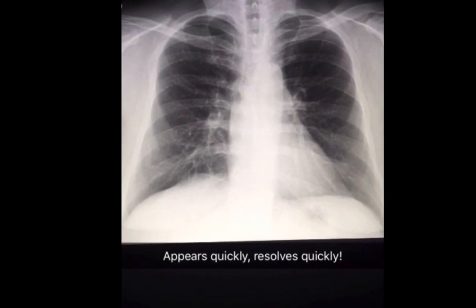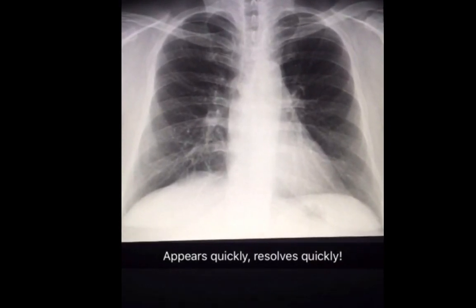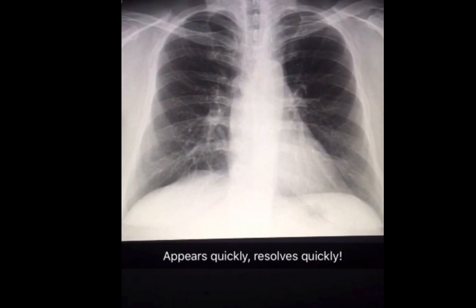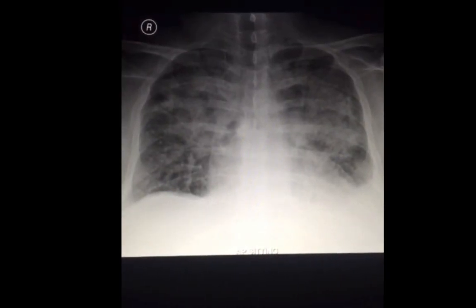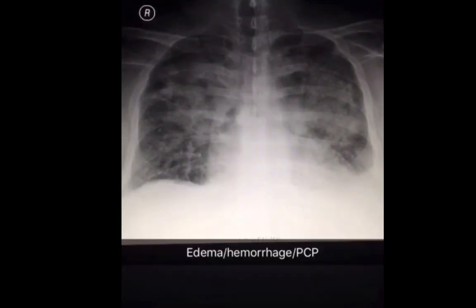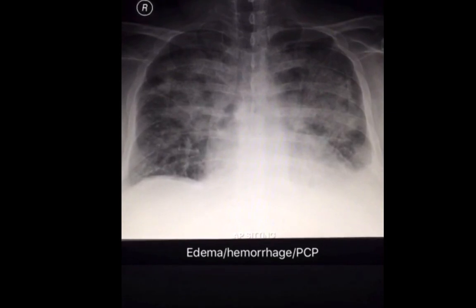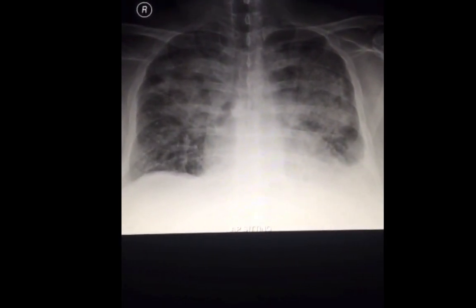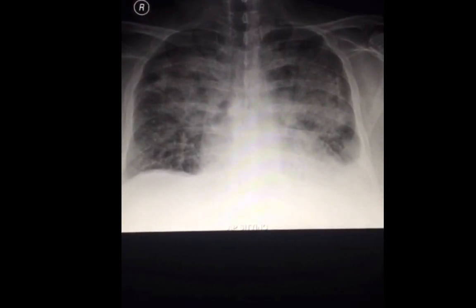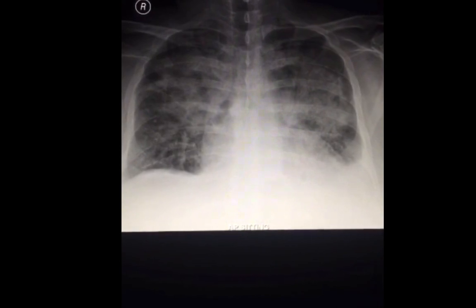One imaging hint to pulmonary edema is that it resolves quickly, and this is the patient's follow-up chest X-ray after treatment. So in this case, we talked a bit about the appearance of airspace opacities. We also learned about the bat wing pattern. This could be acute or chronic and in immune competent or immune compromised patients, but the most common would be edema, hemorrhage, and PCP. We also learned that a pleural effusion obscures the hemidiaphragm in what appears like a meniscus, and it also blunts the costophrenic angle.